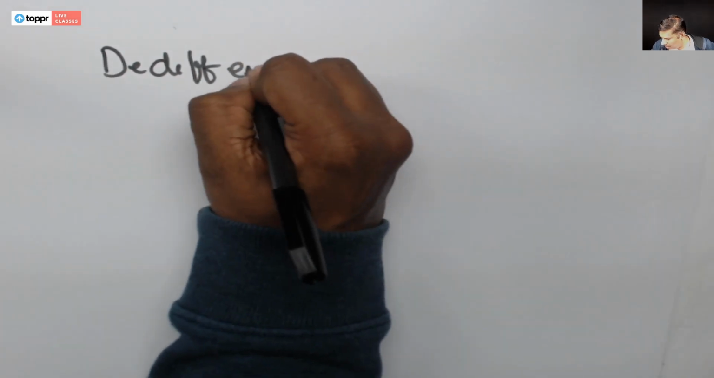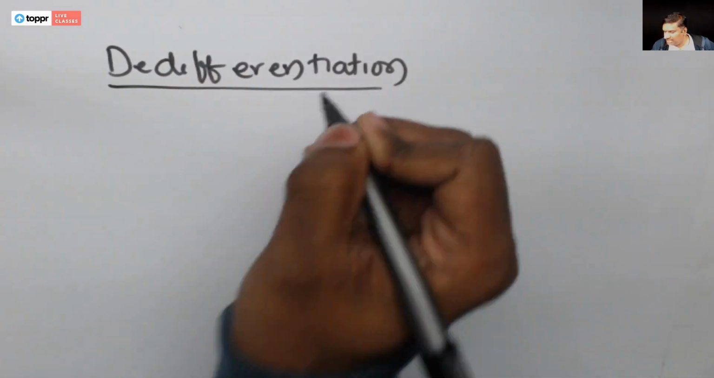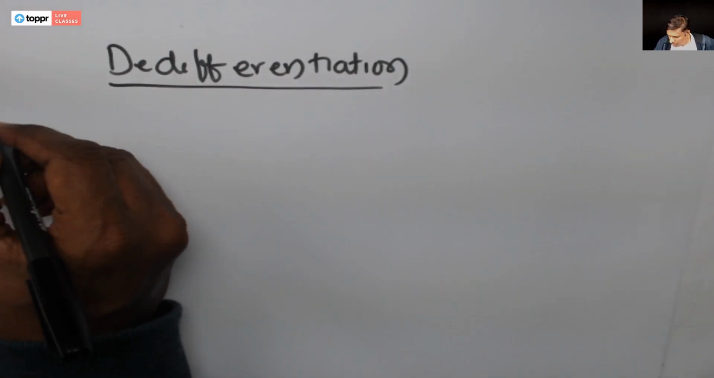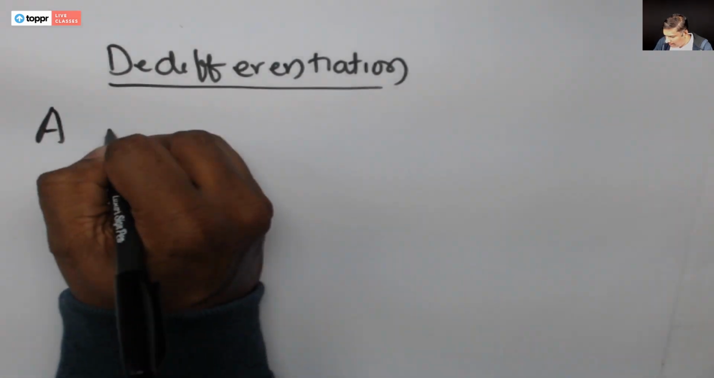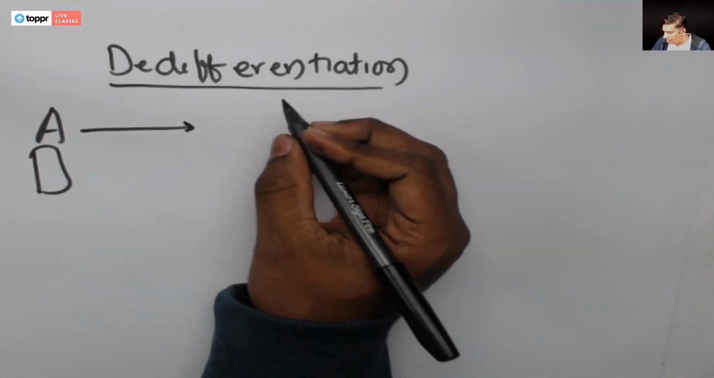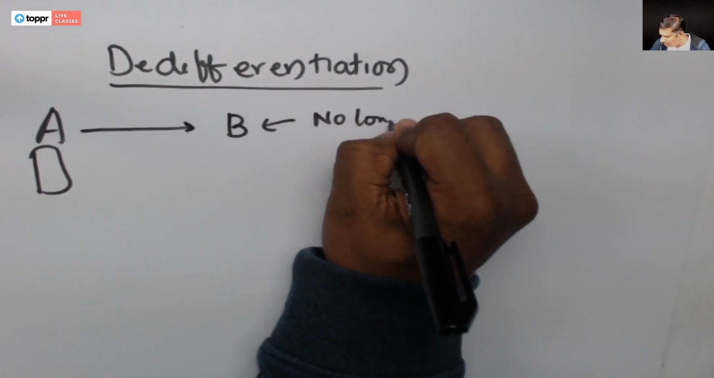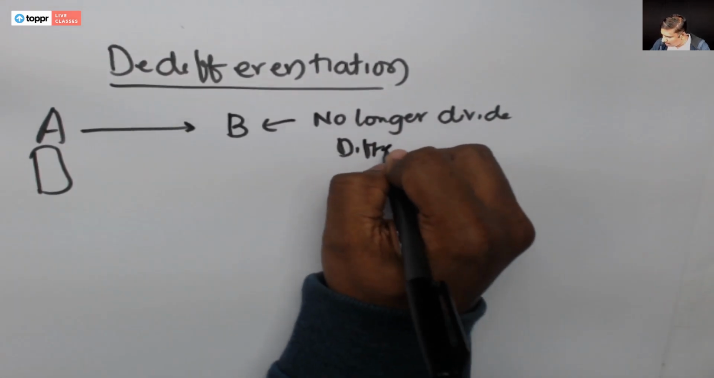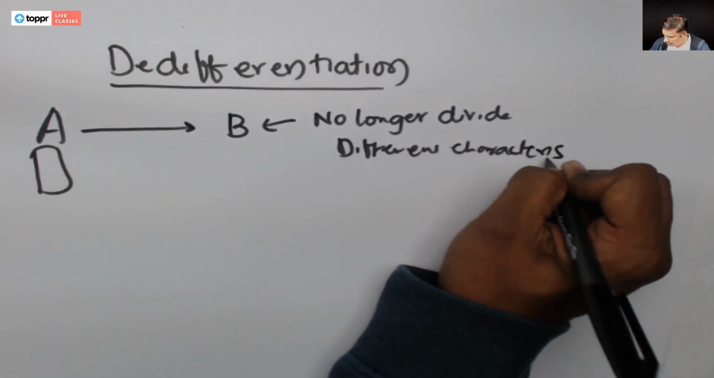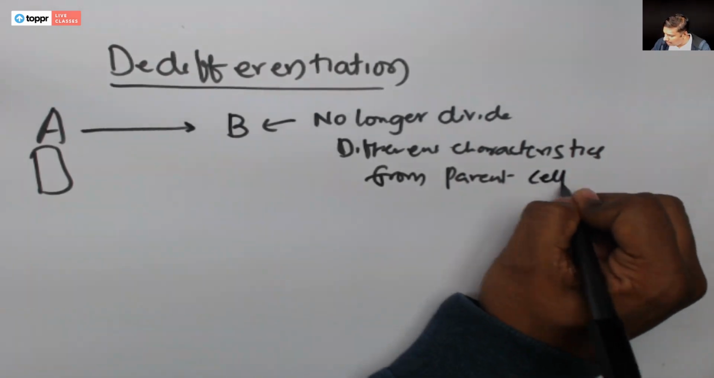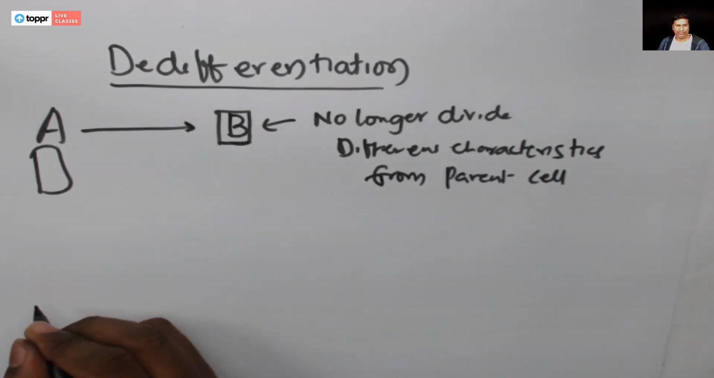Now we'll move on to the next aspect, which is de-differentiation. What is de-differentiation? So you have a cell A. This cell is getting converted into cell B. Now this cell B can no longer divide, and it has different characteristics from the parent cell. It's supposed to be progenitor cell, but for simplicity, I'm writing it as parent cell. Then we say this is a differentiated cell.